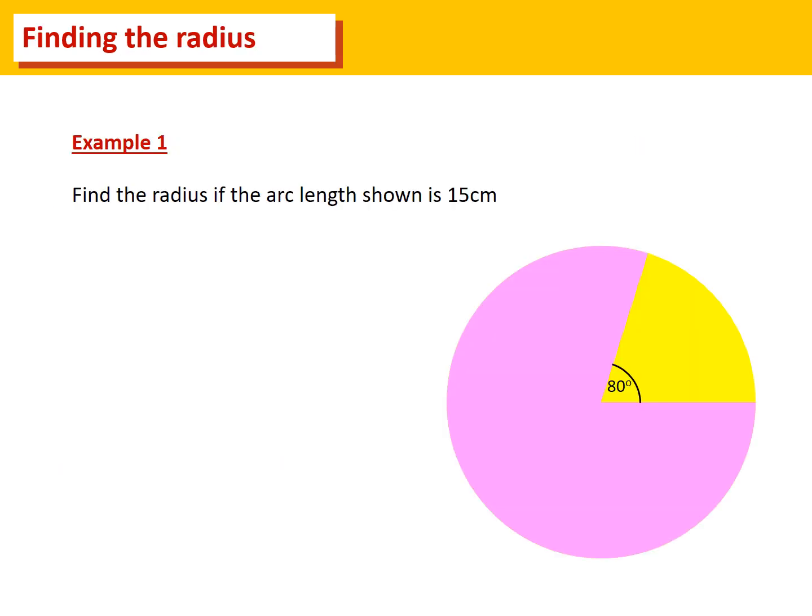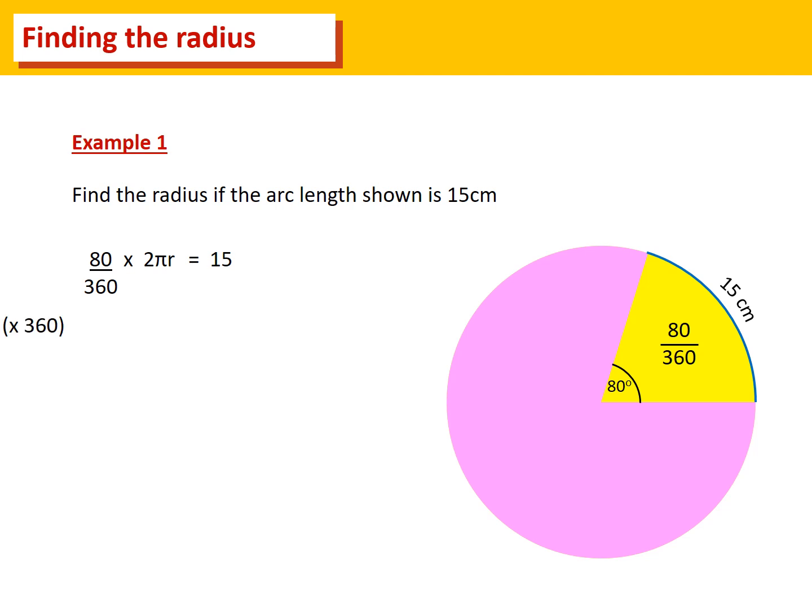In this example, we've got an arc length of 15 centimeters. So the fraction of the circle that the sector represents is 80/360 times 2 pi r. That will give us the arc length, which is 15. And note now, in that equation you can see on the screen, the only thing we don't know is r, and that's what we're trying to find.